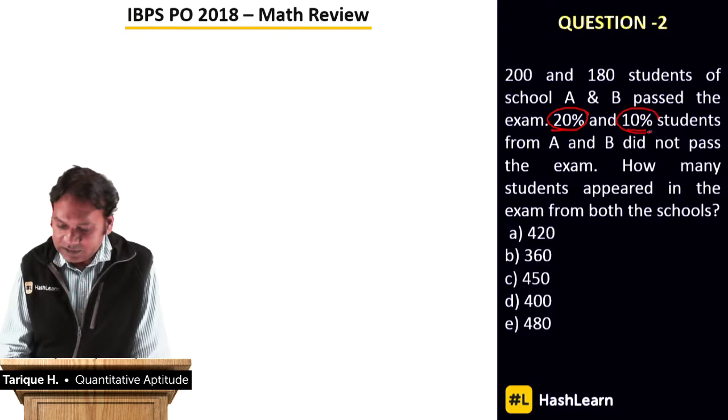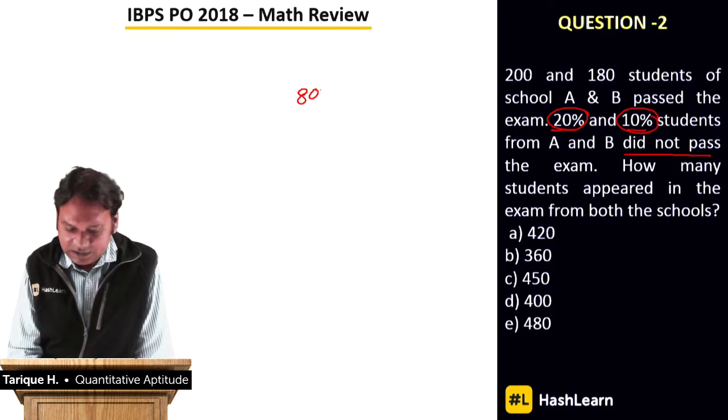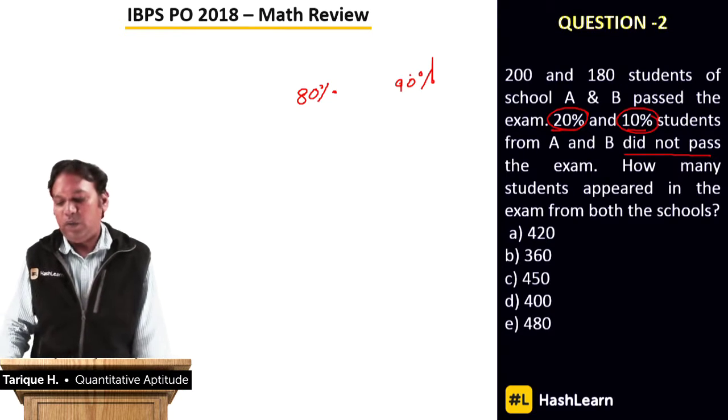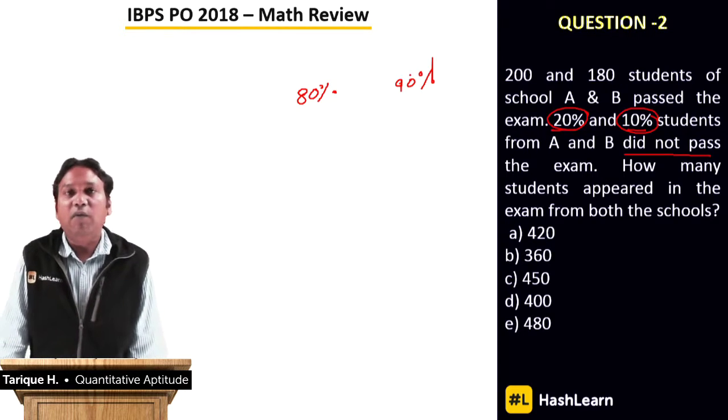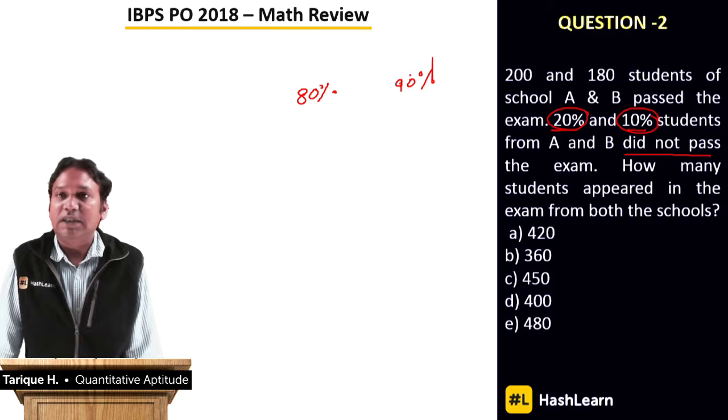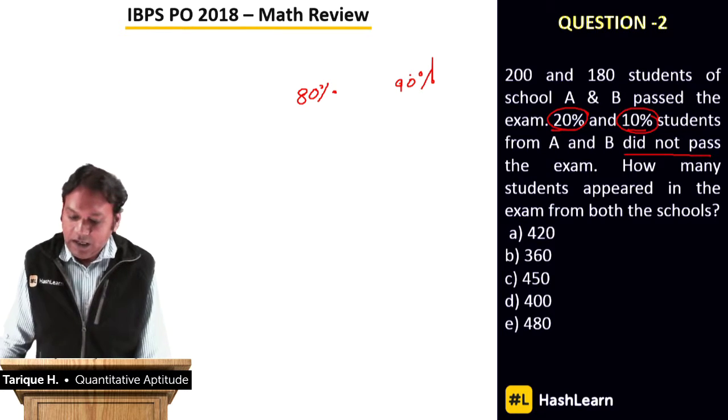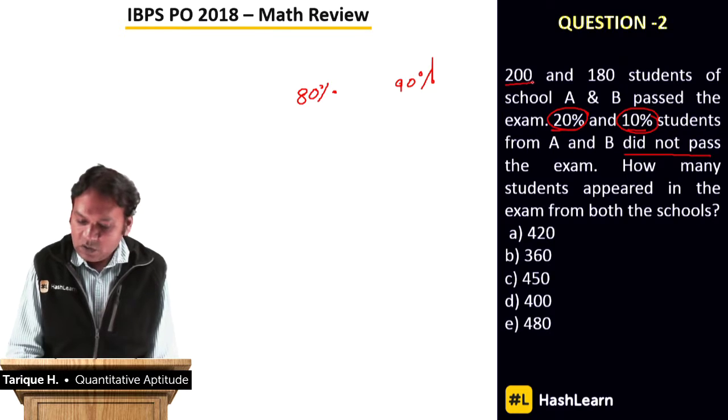20% and 10% of students did not pass the exam. That means 80% and 90% passed in the examination. You see, if 20% and 10% did not pass, it means 80% and 90% passed. Now the number of students who have passed is already given to us, 200 and 180.